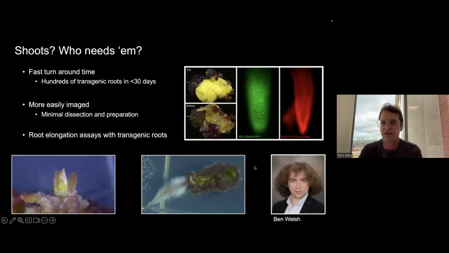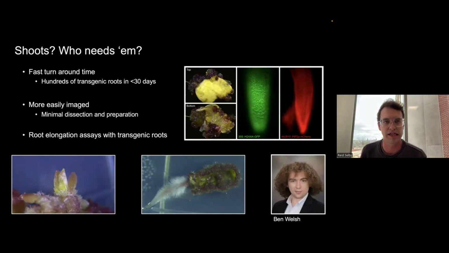So instead of doing all this work in the shoot, I propose doing this work in roots instead. As I said earlier, we do a lot of our transformation via tissue culture to regenerate transgenic shoots. However, we can completely skip the shoots entirely and instead regenerate transgenic roots. This is a much faster process, and I get much higher turnover time of roots regenerated compared to shoots.